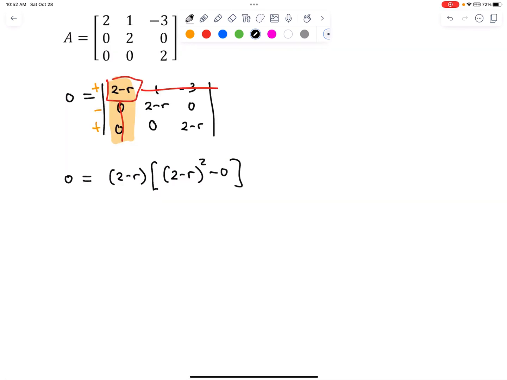And this is the only product we need to do, because when I target the other 2 entries in that first column, we just get 0 each time. So this is a very simple determinant, and it's already factored. No sense in multiplying all this out. We simply get 2 minus r cubed.